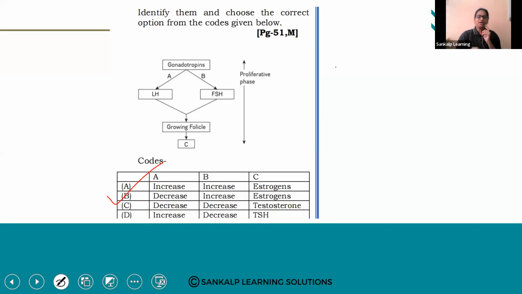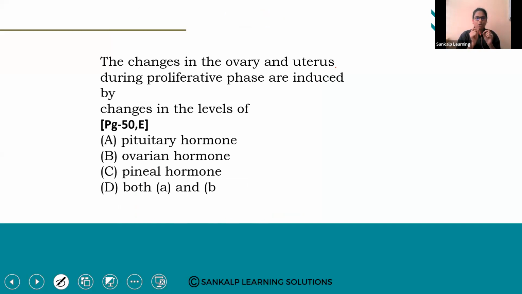Fine. Next question. The changes in the ovary and the uterus during proliferative phase are induced by changes in the levels of pituitary hormone, ovarian hormone, pineal hormone, both A and B. There are some structural changes in the ovary and uterus during the proliferative phase. So these are induced by changes in levels of which hormones? Anvita answered it. Good. Jyoti answered it. So the right answer is option D, that is both A and B. When pituitary hormone levels and ovarian hormone levels change, there will be change in the ovary and the uterus. Option D is a right answer.